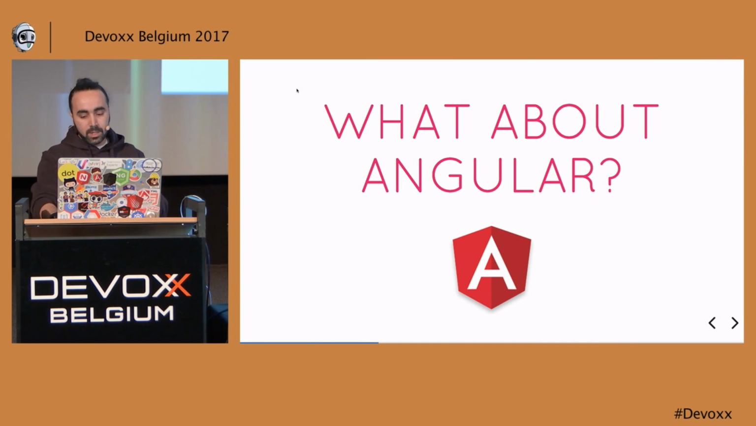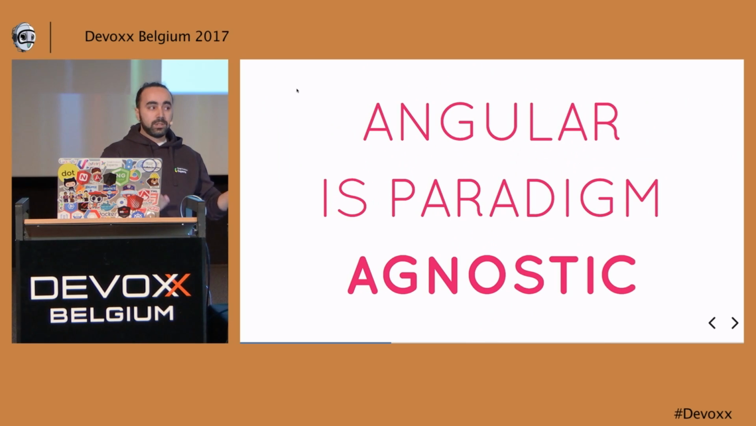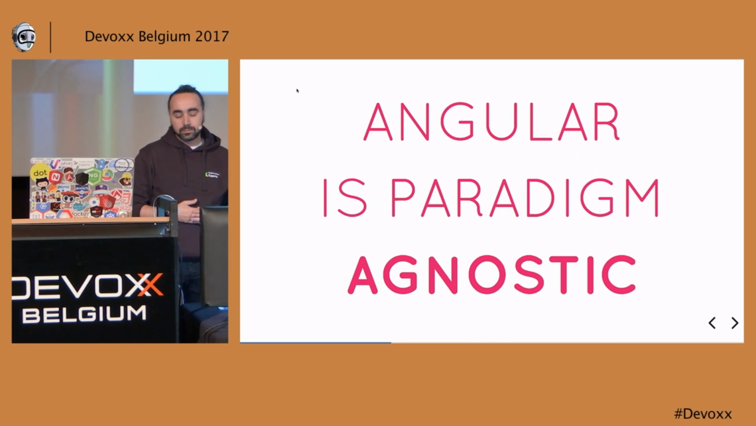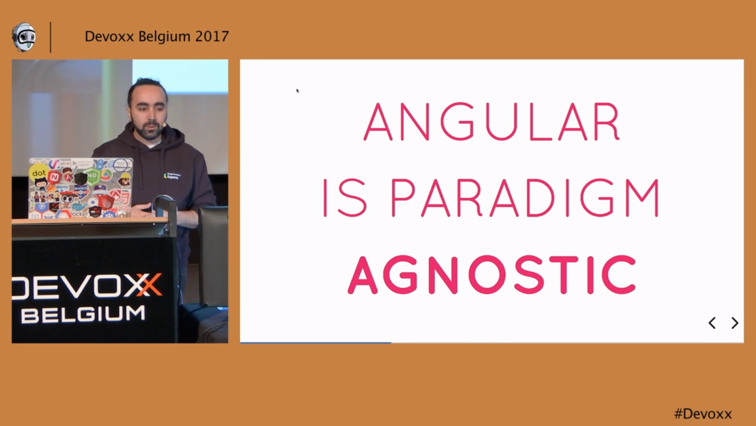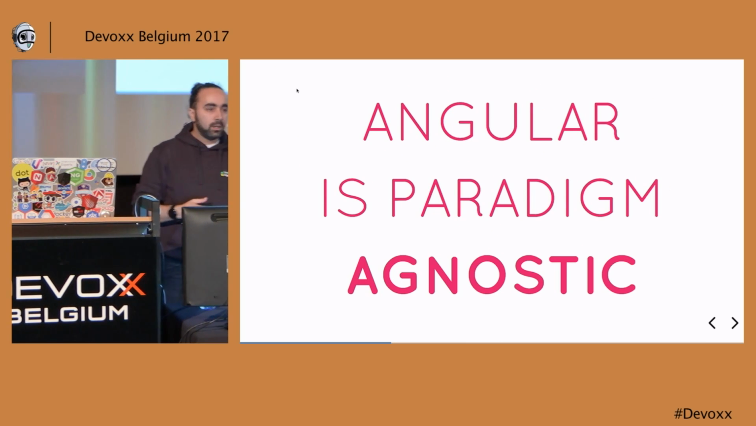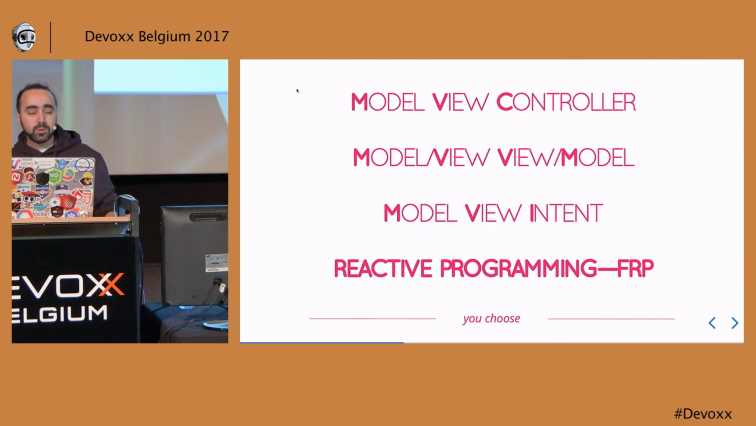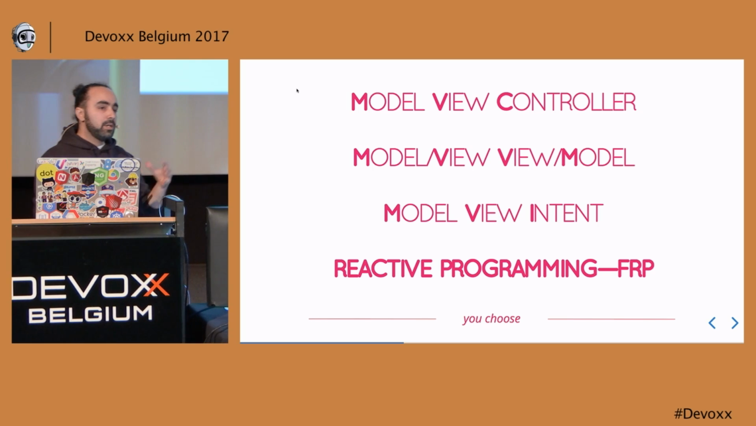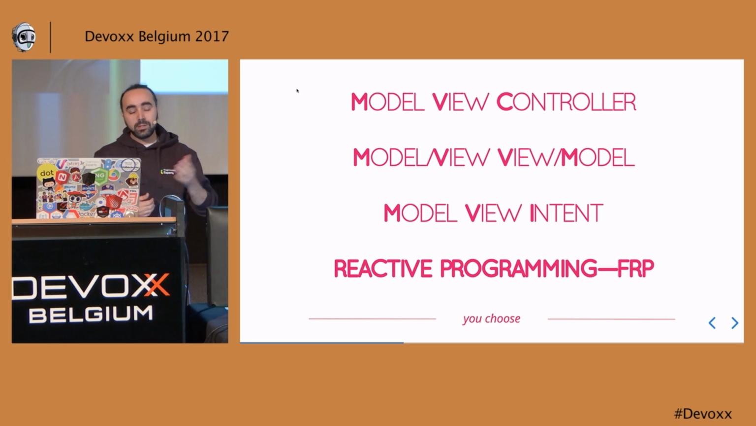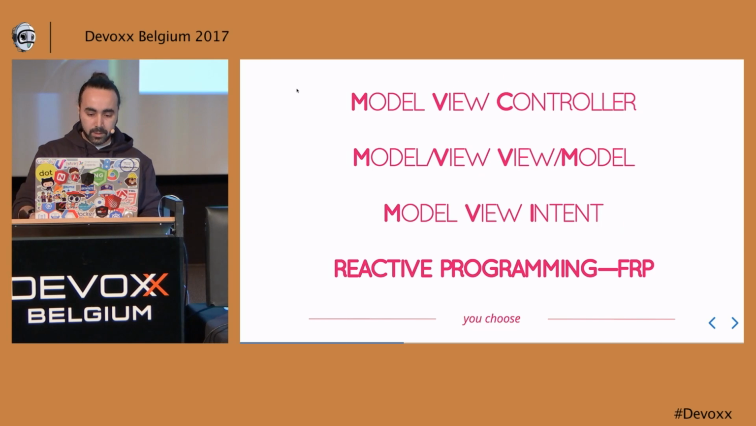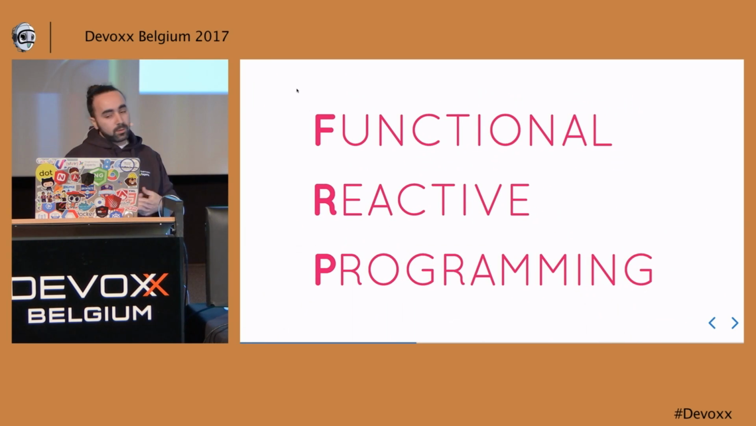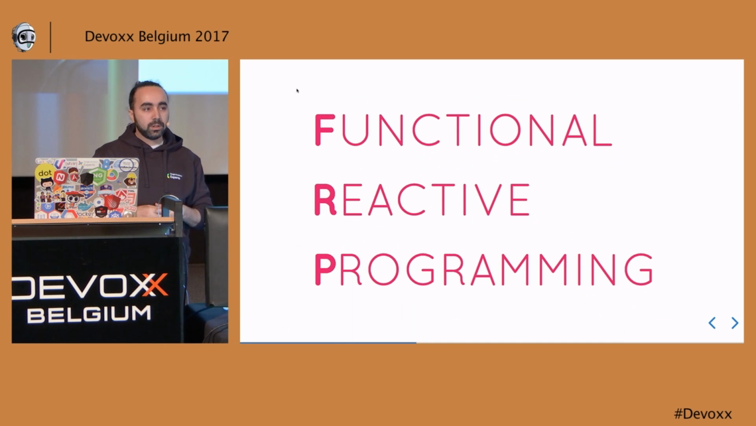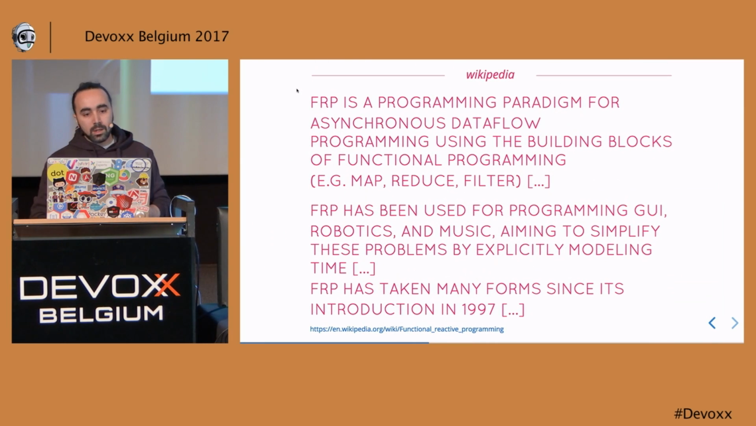So now about Angular. The good news is in Angular, the new version of AngularJS, you don't have to use MVVM. If you want to use MVC, it's up to you. If you want to use model view intent, you decide. But the inner framework, Angular itself, is written using this thing called FRP, functional reactive programming. Because Angular, the core of Angular, is reactive.